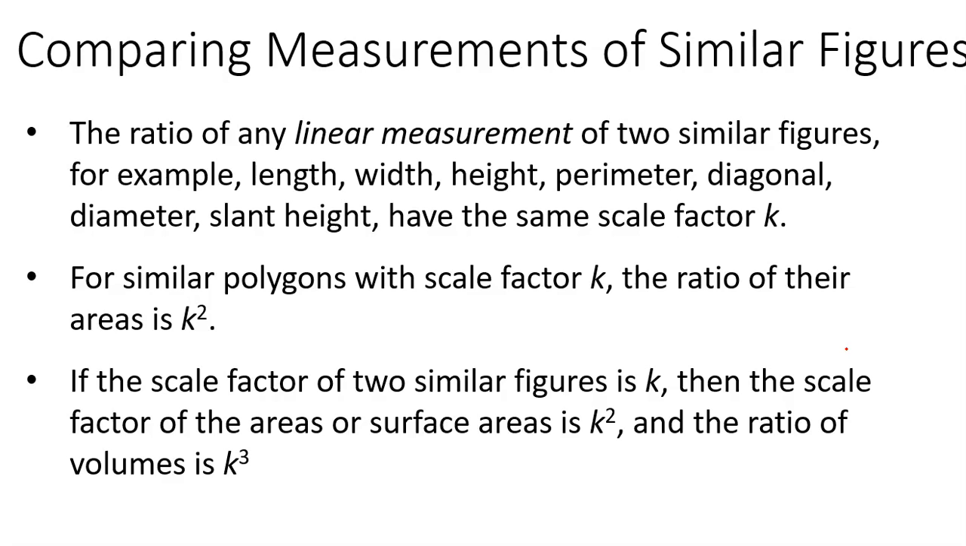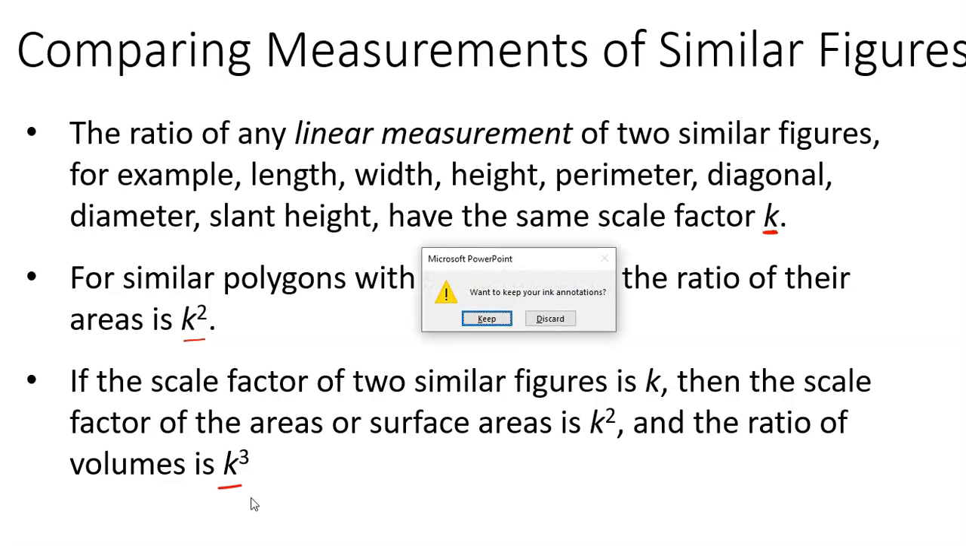It could go the other way, right? You could have a rectangle and then a similar rectangle that's half the length on either side. In that case, the scale factor would be a half. So if k is the scale factor, then the areas are going to be a factor of 2 squared, and the volumes are going to be a factor of 2 cubed. So linear, area, and volumes work as k, k squared, and k cubed.